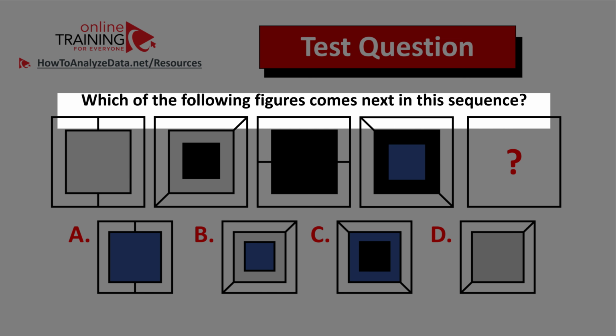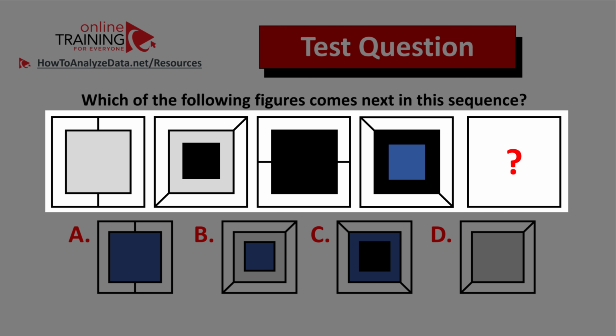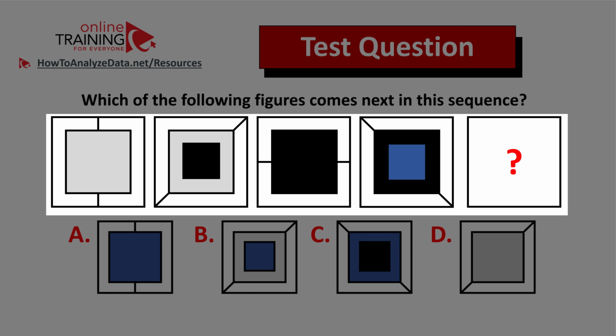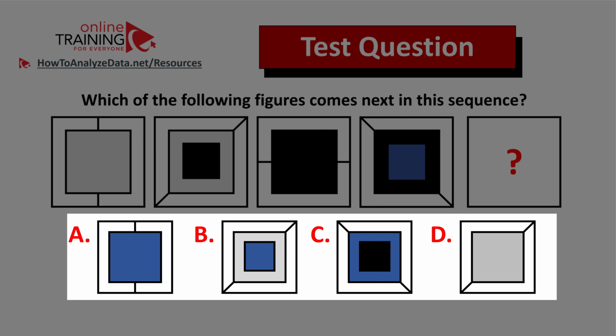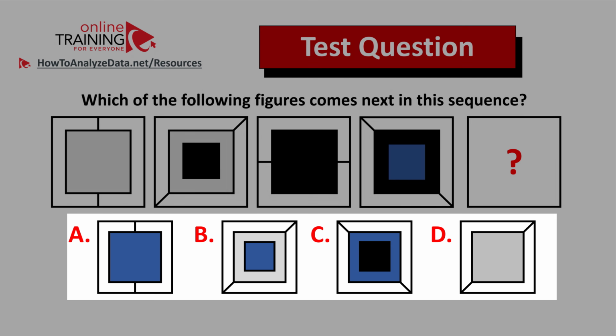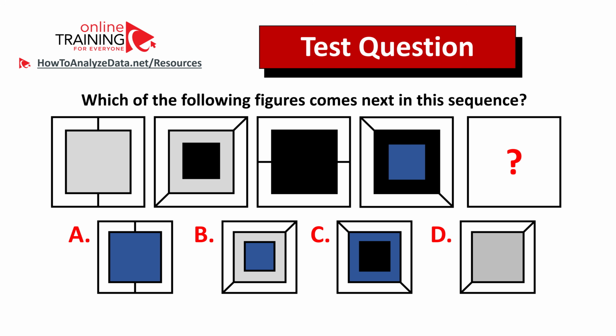You're presented with a sequence of 5 figures, and figure number 5 is missing. You have 4 different choices to choose from: A, B, C, and D. Do you see the answer? Give yourself 10 to 15 seconds to see if you can come up with the solution on your own.